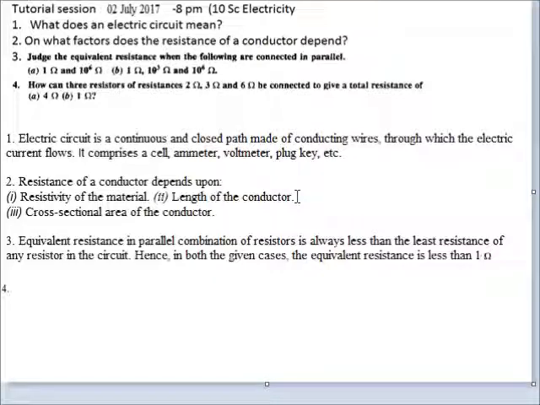We move to our next question, question number 3. Judge the equivalent resistance when the following are connected in parallel. A, a resistance of 1 ohm and 10 raised to power 6 ohms. B, a resistance of 1 ohm, 10 raised to power 3 ohms and 10 raised to power 6 ohms. Now students, the equivalent resistance in a parallel combination of resistors is always less than the least resistance of any resistor in the circuit. So whenever you find any such combination, the overall resistance will always be less than the one which has the least resistance.